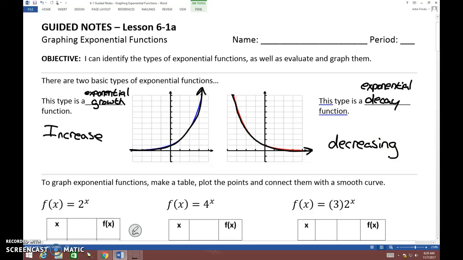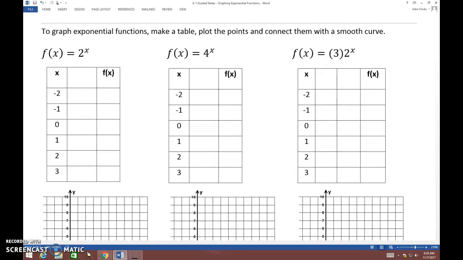So we have two types of functions here. We have an exponential growth function, and then we also have an exponential decay function. With exponential growth, we're increasing our values from left to right. With the exponential decay function, we're decreasing our values from left to right. If you have any questions about this, pause your video and raise your hand, and I'll answer any questions you have.